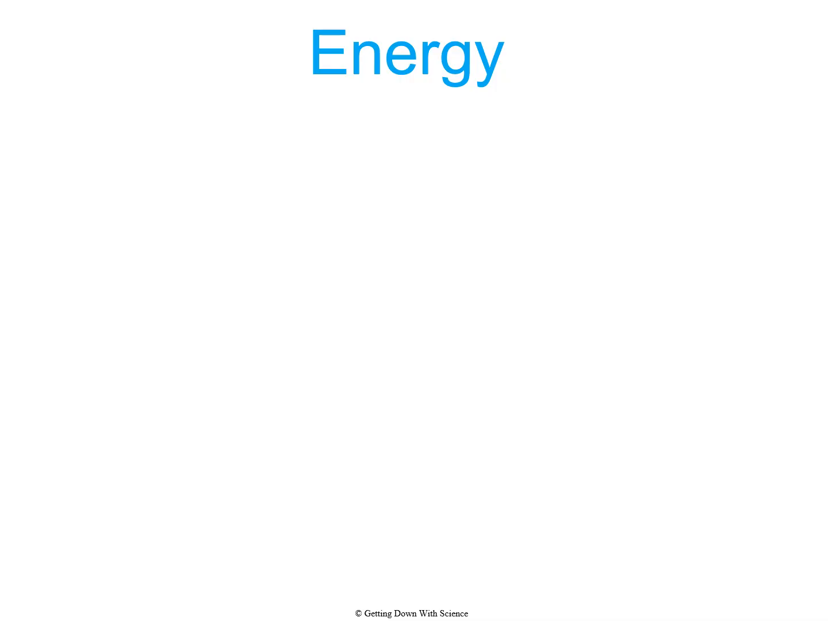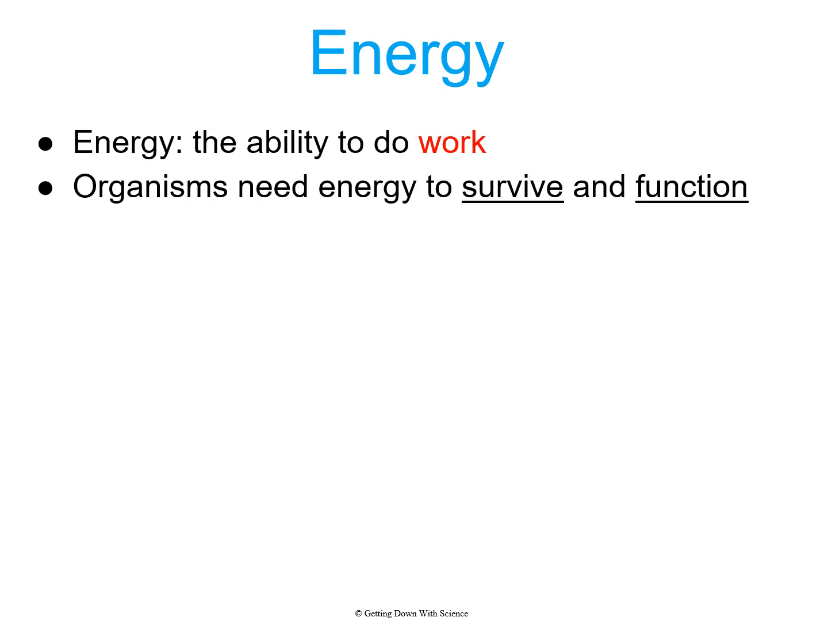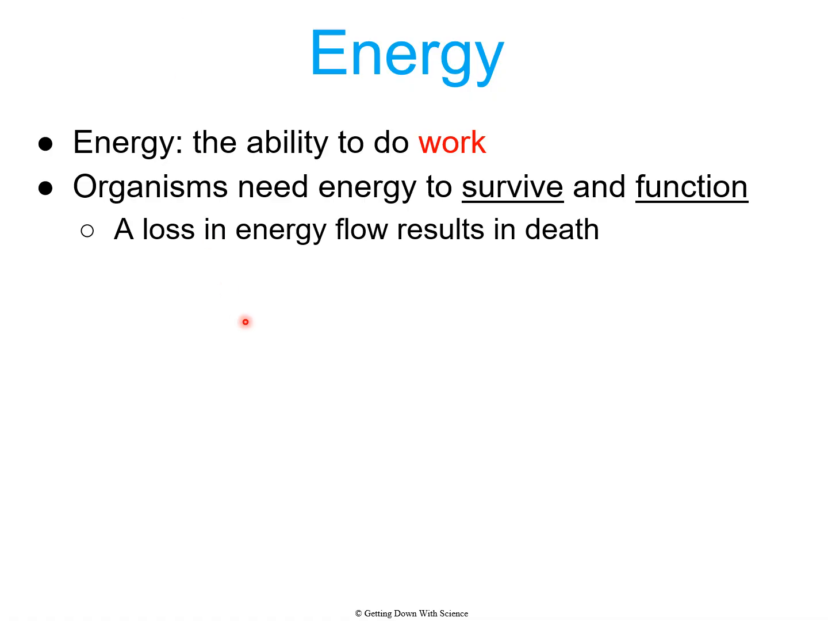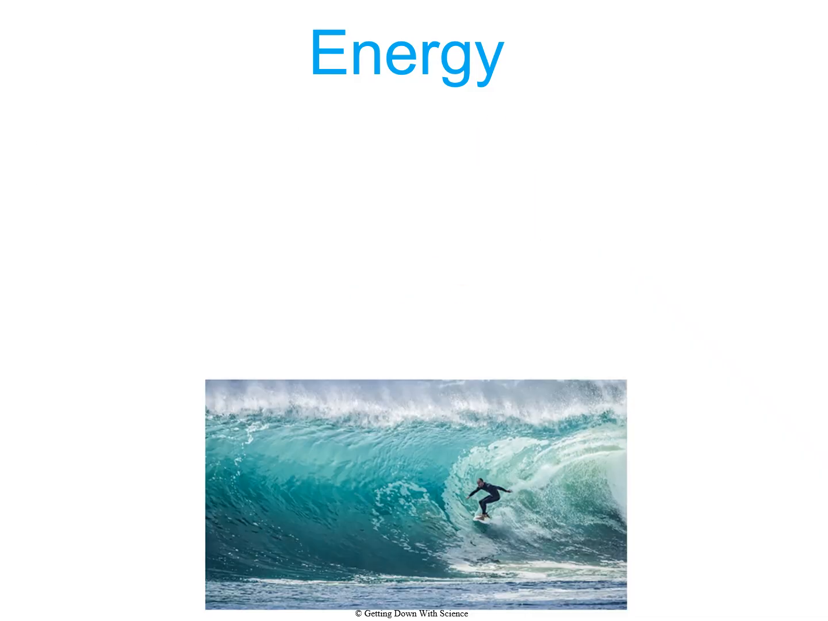So in this unit, there is going to be a lot of mention of energy. So let's just go through quickly what energy is. Energy is the ability to do work. Organisms need energy in order to survive and function. A loss of energy flow results in death. Whenever organisms completely lose their energy, or cells do not have energy, cells die. And that's pretty much what death is, just whenever our body no longer has energy. So if our brain cells are dying, we just don't have energy to fuel or to carry out the function of those cells, and therefore organs and cells will fail.